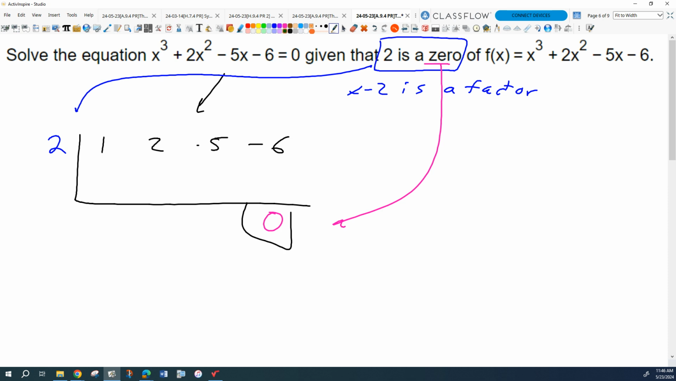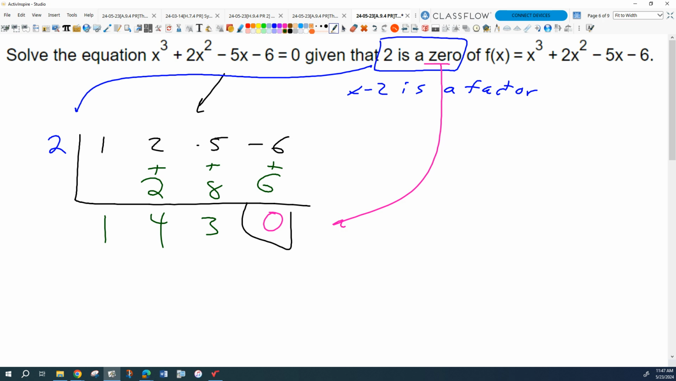Okay, if I do the math here, I just drop the 1 down. 1 times 2 is 2, plus 2 is 4, 2 times 4 is 8, plus -5 is 3, 2 times 3 is 6, plus -6 is 0. Okay, so now how am I going to find the other two solutions? I know one of them. I know x is 2. How do I find the other two?